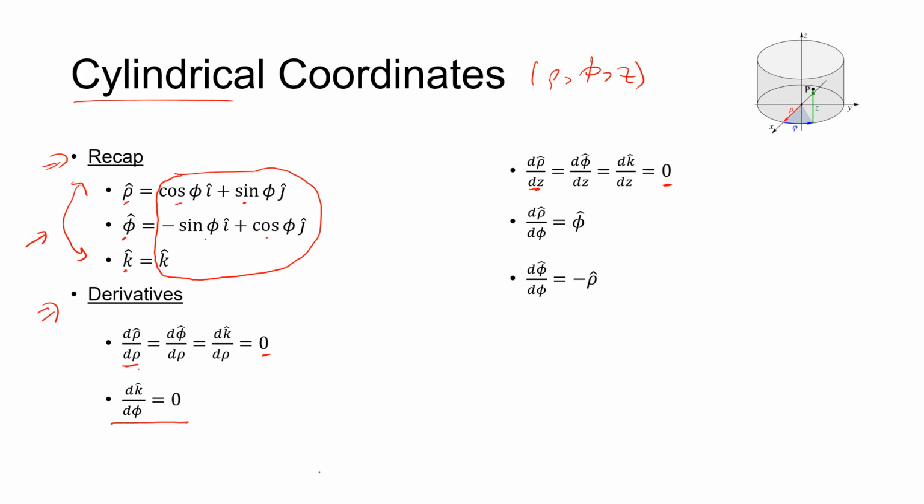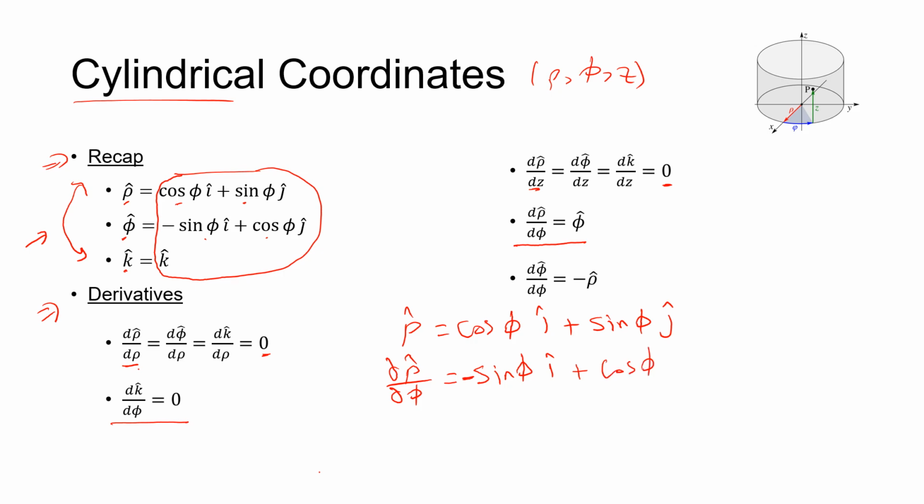So this is just the result that partial rho by partial phi will result in the phi unit vector, and the derivative of the phi unit vector will result in minus rho. How does this come? Let's apply the derivative. We have rho equal to cosine phi in the i direction plus sine phi in the j direction. If you take partial rho by partial phi, this will equal minus sine phi in the i direction, of course with a negative here, plus cosine phi in the j direction.